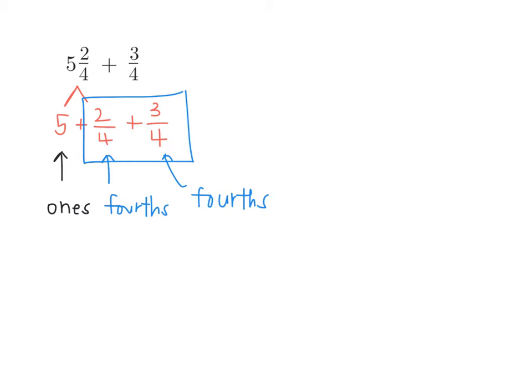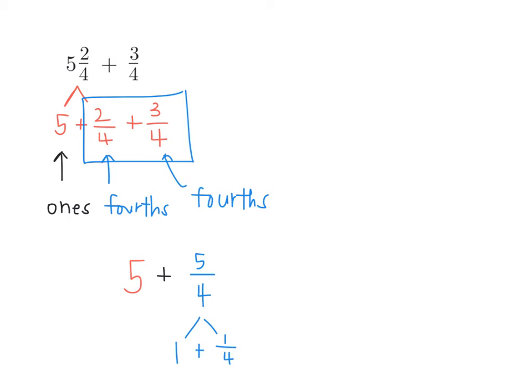If I have 2/4 plus 3/4, what do I get? I get 5/4. Good. And if I have 5 ones and I don't add anything to it, what do I have? 5. So this is the same as 5 plus 5/4. Well, what do we know about 5/4? It's the same as 1 plus 1/4.